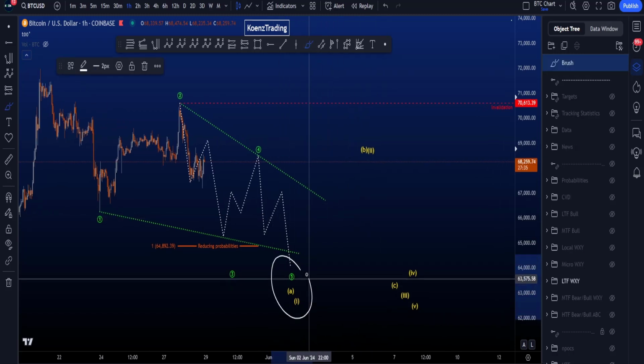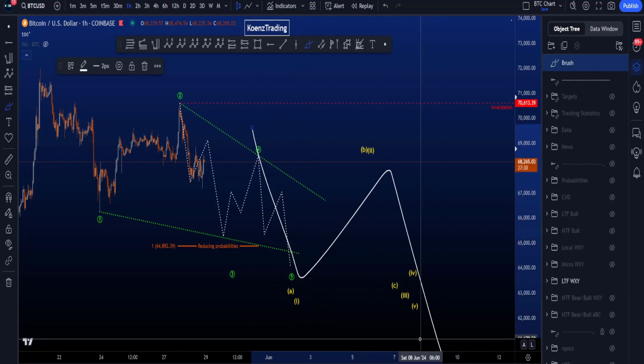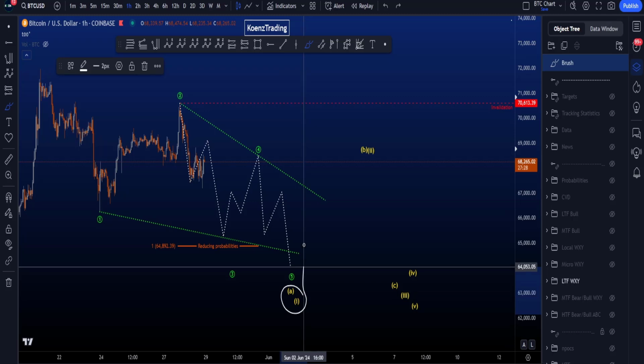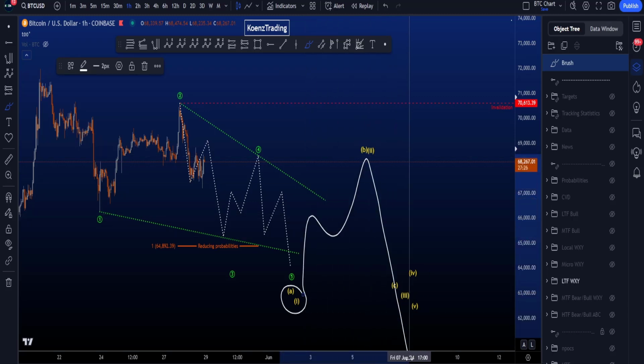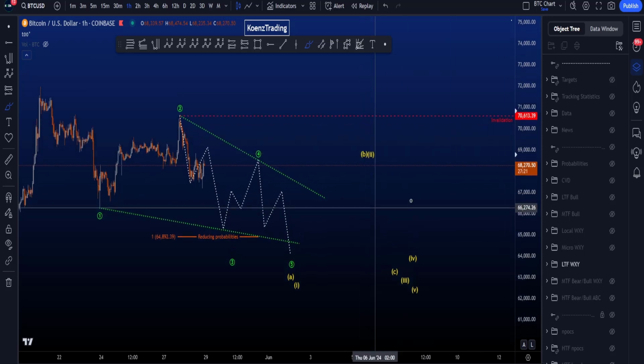This wave 5 is then finishing either a wave A in a bigger wave Y zigzag as explained, or a wave 1, then looking for a 2 and a bigger 3 if we go for much lower prices, looking for that target area of your wave C.